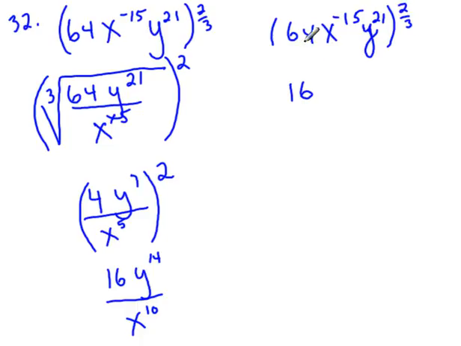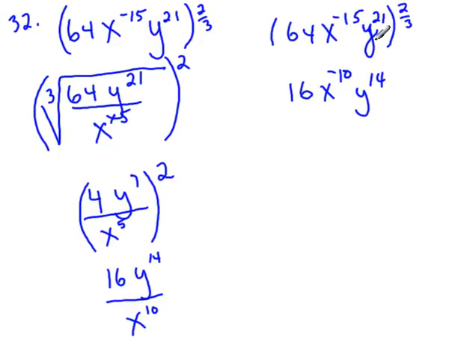So again, cubic root of 64 is 4, squared is 16. Now, x to the negative 15, I'm going to say negative 15 times 2 over 3. Negative 15 times 2 is negative 30. Divided by 3 gives me x to the negative 10. And then do the same thing, y to the 21 raised to the 2/3 power. 21 times 2 is 42. 42 divided by 3 is 14. That's y to the positive 14th.